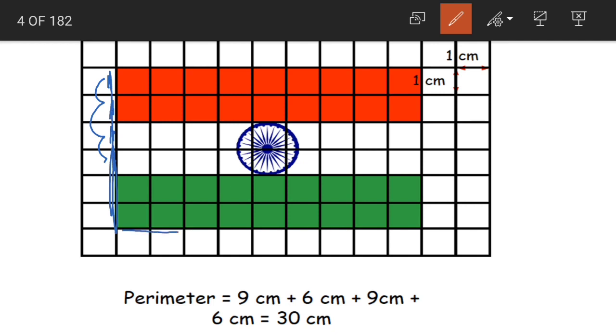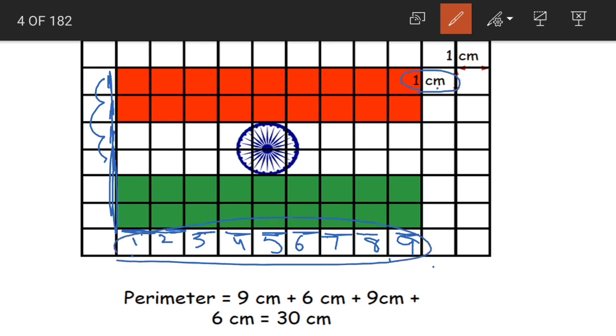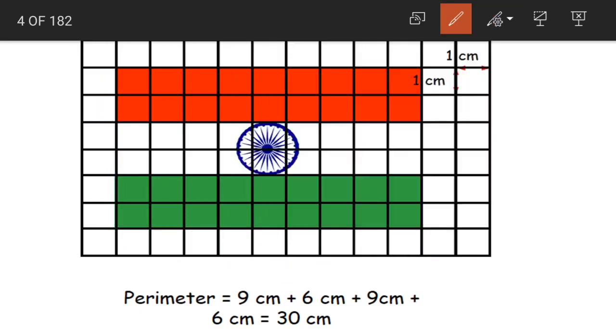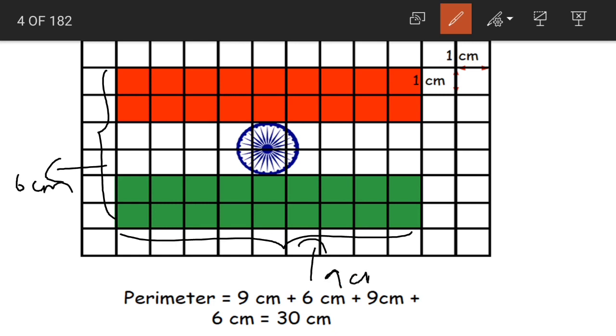Now when we come to this side, how many squares do we have? 1, 2, 3, 4, 5, 6, 7, 8 and 9. So we have 9 squares here. That means 9 sides that are covering the flag. The boundary of the flag is made up of 9 lines here. Each line is equal to 1 centimeter. As we have 9, the total length would be 9 centimeters here. Understood? What did we find out just now? This is 6 centimeters and this is 9 centimeters.